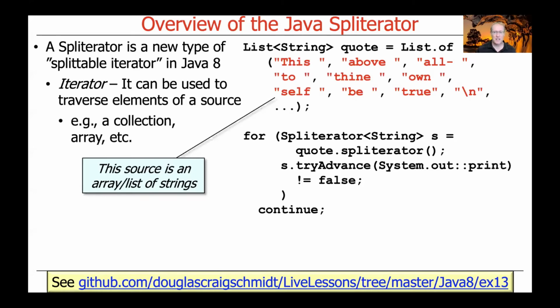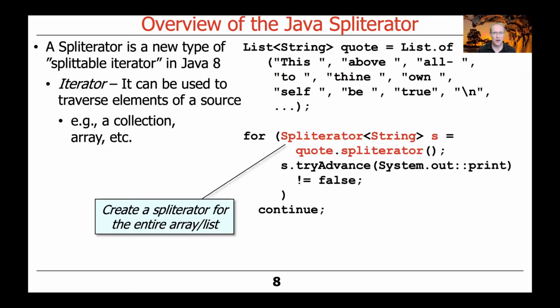So here's a very simple example. This comes from my EX13 folder in my GitHub repository. I have a list of strings, which is a famous quote from William Shakespeare, "This above all, to thine own self be true." And what we can do here is make ourselves a spliterator from this list. The list is called quote. So if we say quote.spliterator, that'll use the built-in spliterator that comes out of the box with the Java ArrayList class, because that's what's going to be used to implement this particular list.